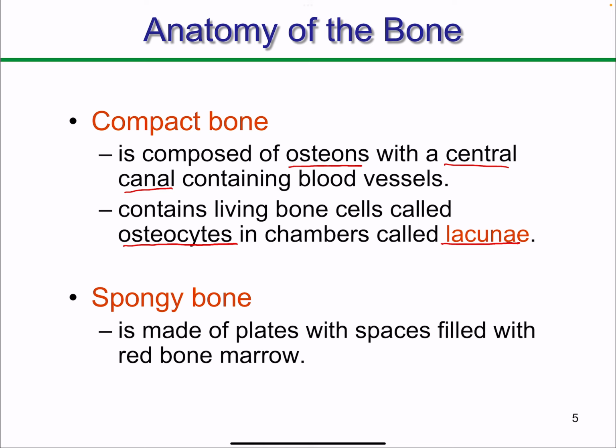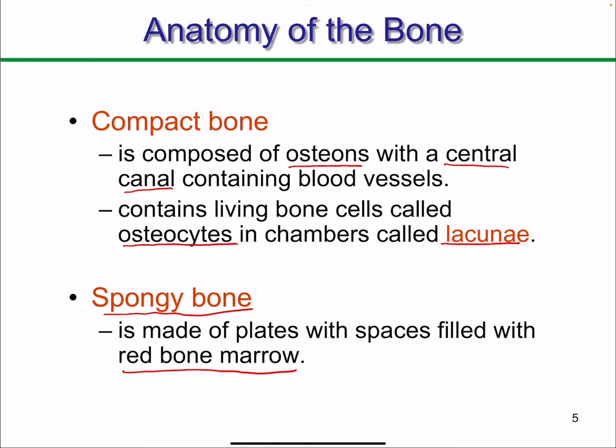Then we have the spongy bone. The spongy bone is made up of plates. These plates are going to be spaced out almost like, when you look at a sponge, right? You see that the sponge is made up of areas that are filled and areas that are empty, right? And the spongy bone is going to be typically found in the extremity of long bones, right? And that spongy bone is going to contain the red bone marrow.